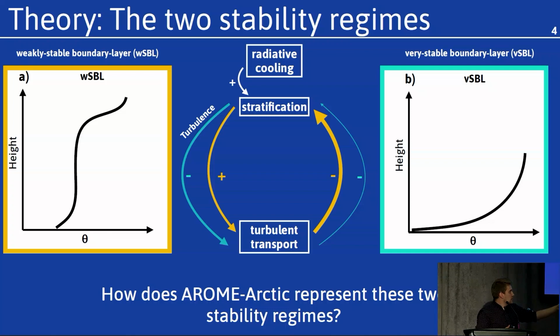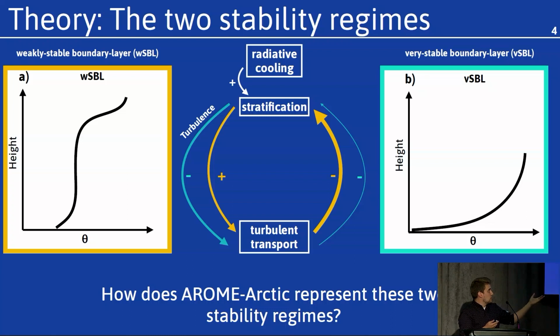In the very stable case, shown here in cyan, we have the opposite feedback. There we find that turbulence decreases as a response to enhanced stratification, which means that the turbulent transport cannot counteract the stratification due to the cooling, and we end up with these very stable profiles near the surface. And it becomes clear that for weather forecasts, it is very important that our models are able to represent these regimes.